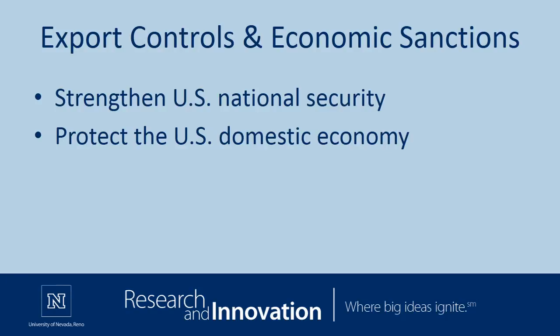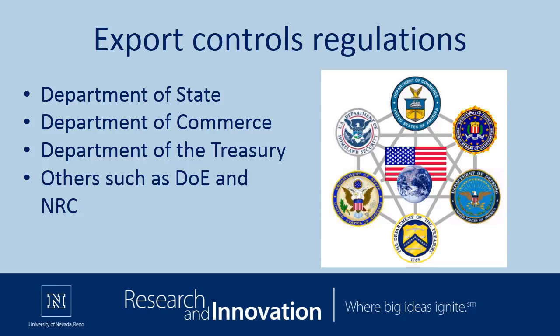Export controls and economic sanction regulations have been developed to strengthen U.S. national security and protect the domestic economy. There are three primary federal agencies responsible for these regulations: the Department of State, the Department of Commerce, and the Department of the Treasury. Other agencies such as the Department of Energy and the Nuclear Regulatory Commission also have export regulations. In this presentation, we'll discuss the export control regulations first, then follow up with the economic sanctions regulations.